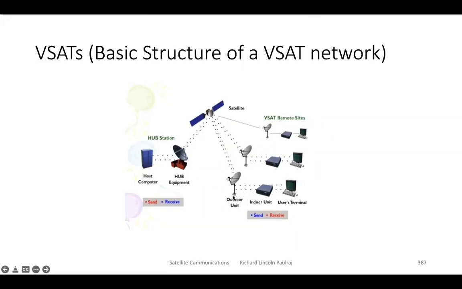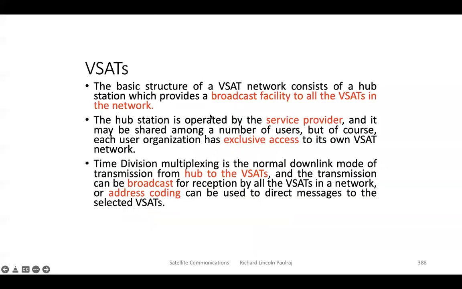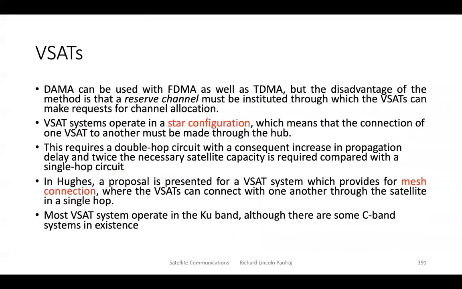And these are nothing but the outdoor units. Whatever you see here, these are your outdoor units. This outdoor unit is connected to the indoor unit, and from the indoor unit it gets into your user terminal. Fine. There is one disadvantage here. One outdoor unit cannot communicate directly with the other one; it has to go through a satellite. So that is one disadvantage of a VSAT.